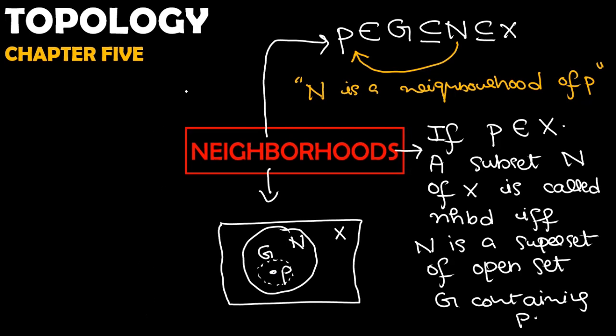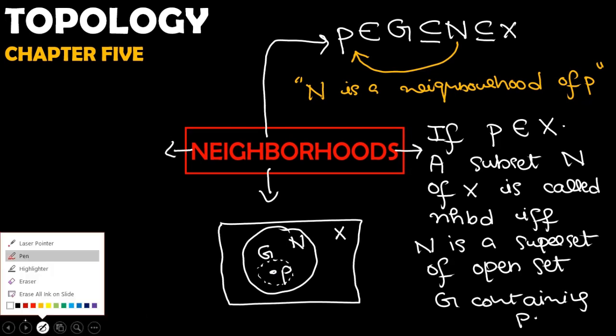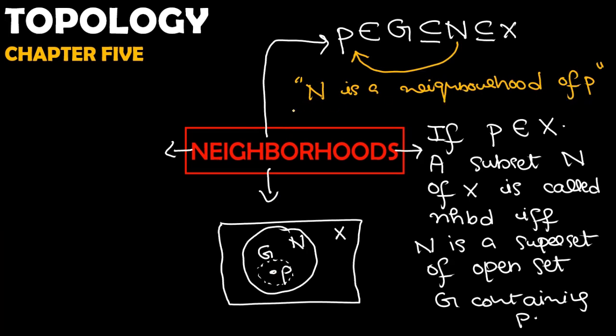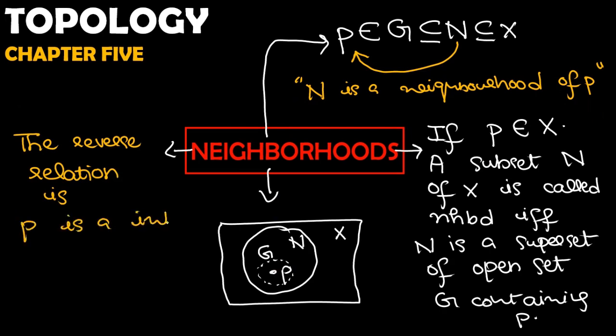And remember this very, very important thing, the heart and core of this concept: as I have written, if N is a neighborhood of P, then the reverse relation is that P is an interior point of N. So if N is a neighborhood of P, then P is an interior point of N. This is a very, very important relationship between neighborhood and interior point.